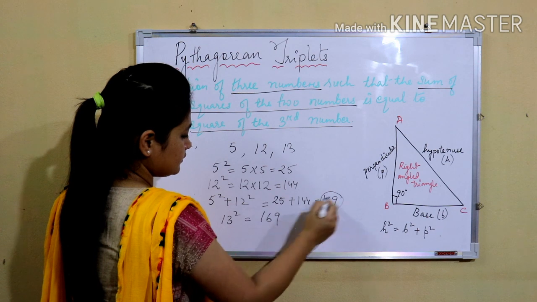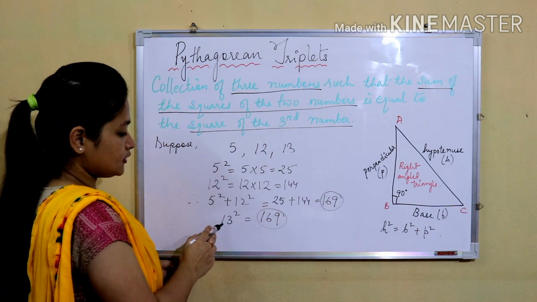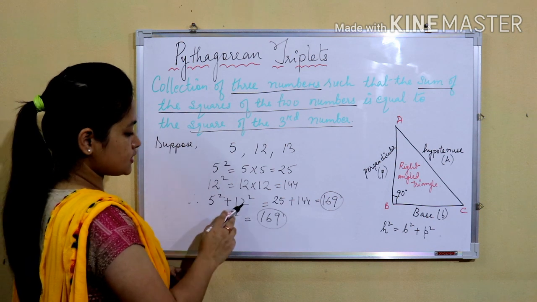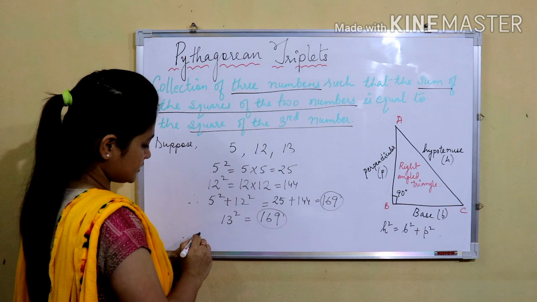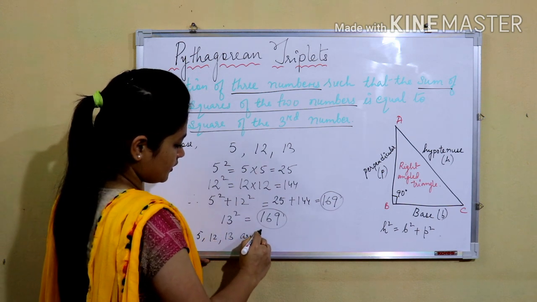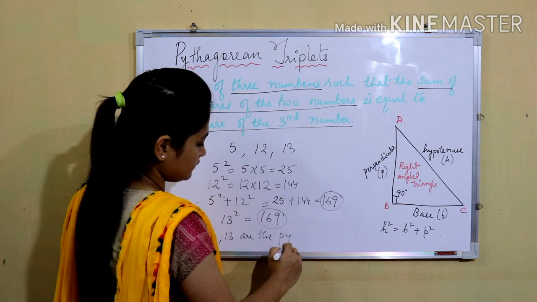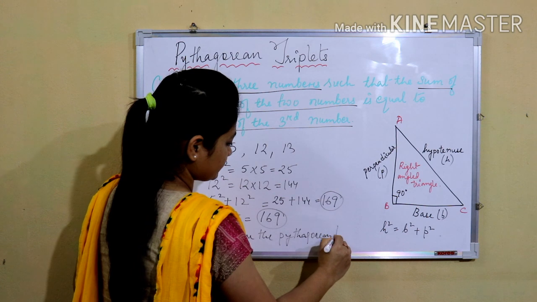So you can see it is equal. The third number square is equal to the sum of the squares of the other two. So therefore what we can say? We can say that 5, 12, 13 are Pythagorean triplets.